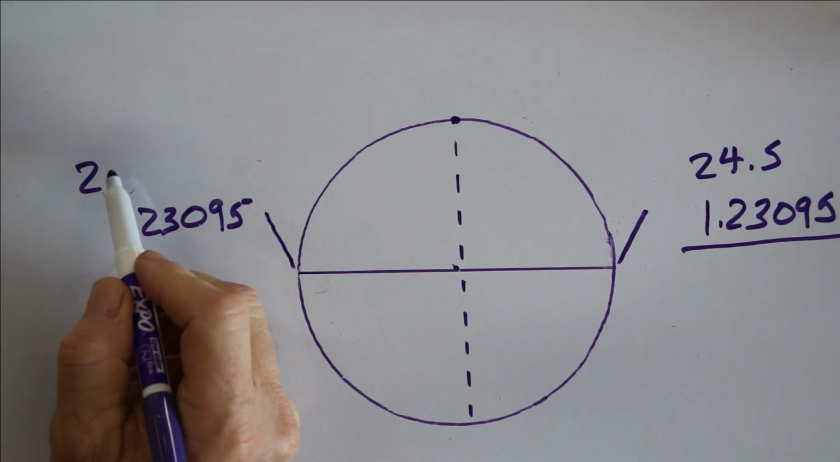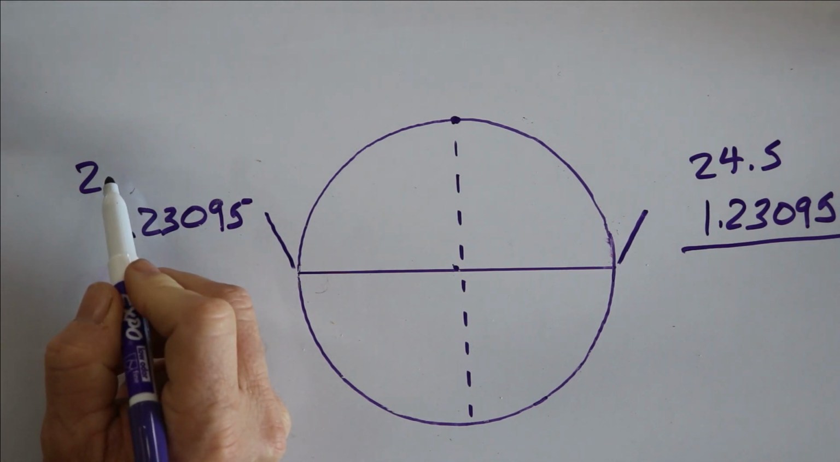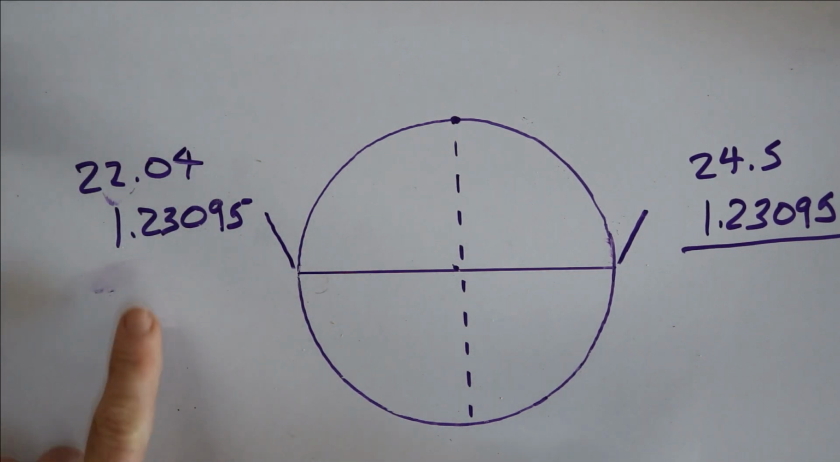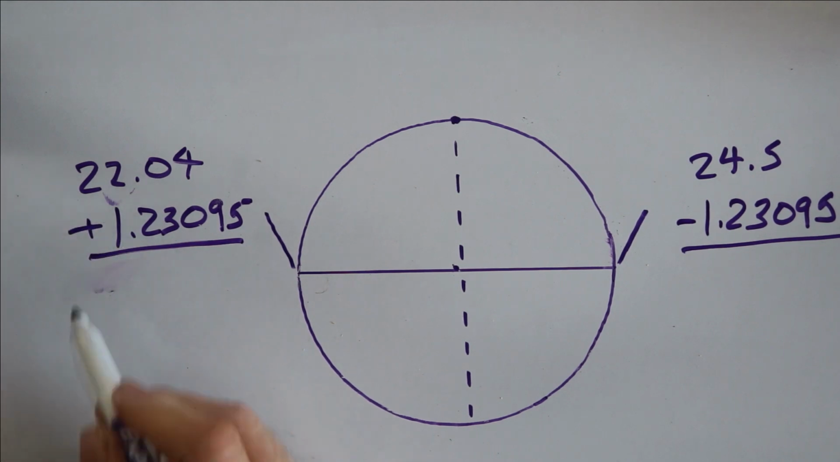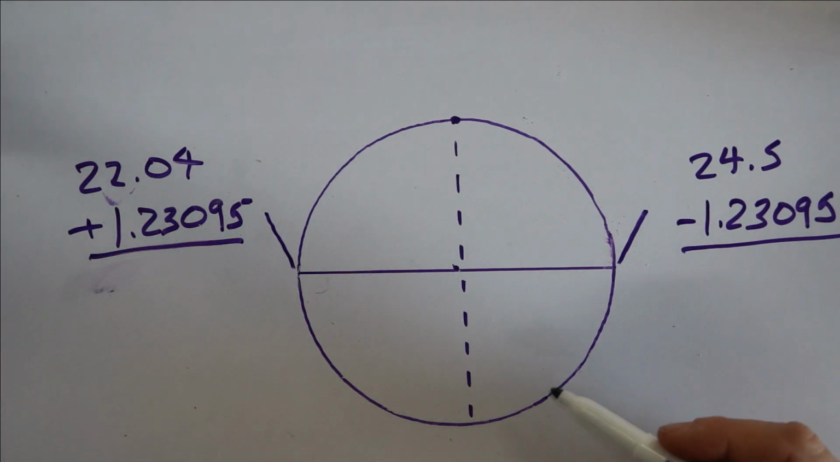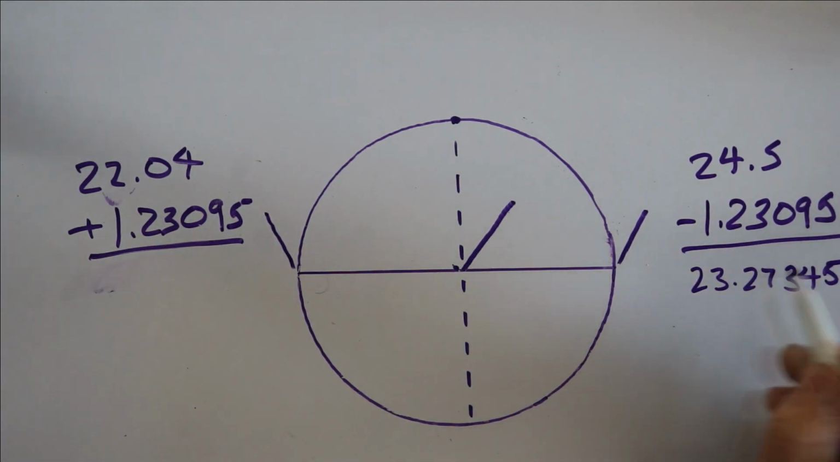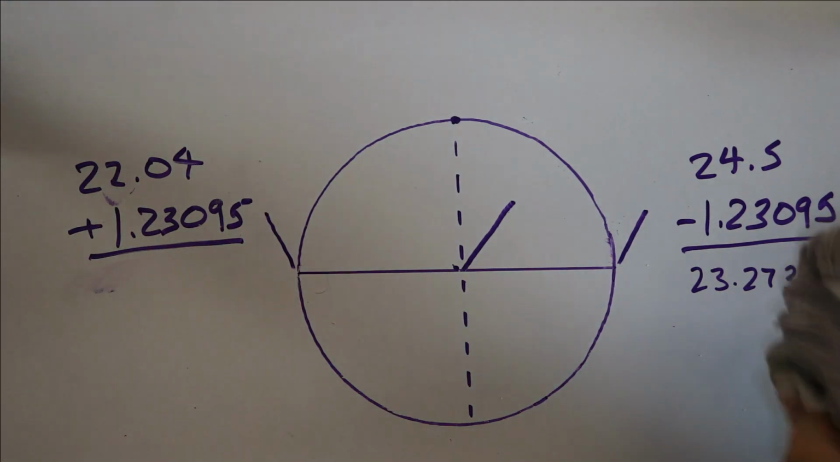And on this side, we'll add 1.23 to 22.04. And these will give us the same number. And that number will be 23.27345. That works out for both sides. So 23.27345 is Earth's mean tilt.